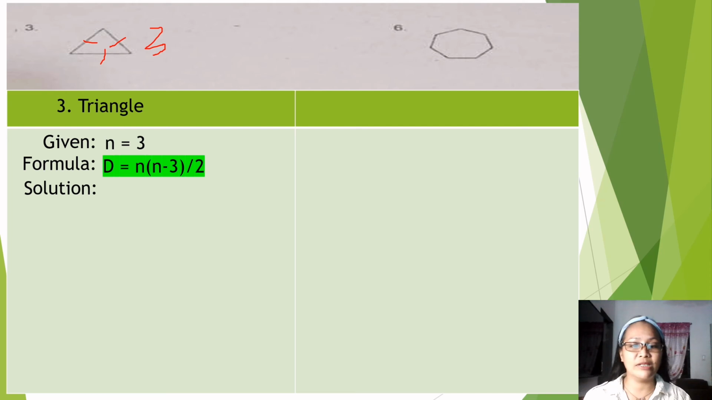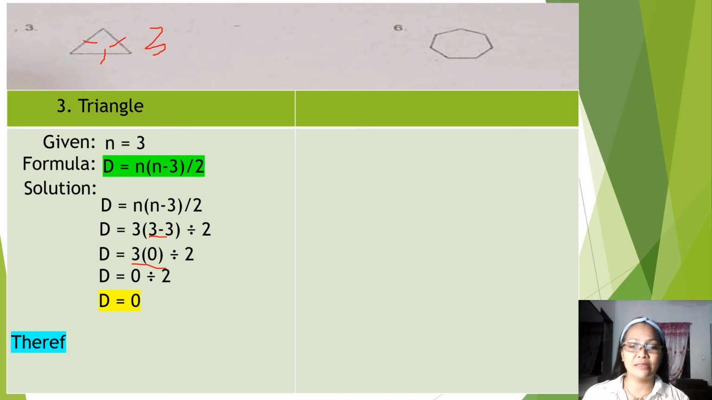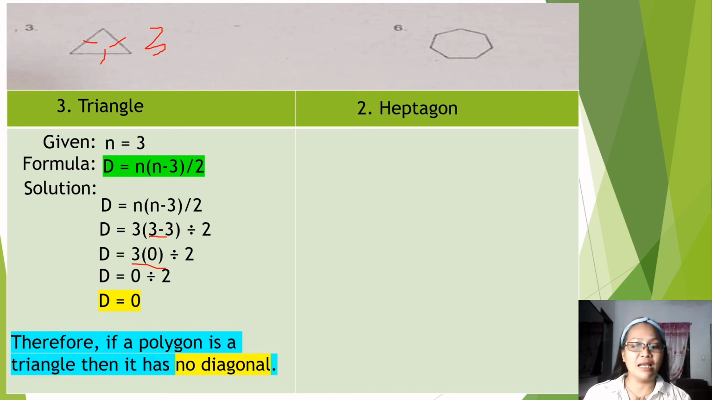And solution, first we need to copy the formula as our guide and then substitute the given. So we have now D is equal to our N is 3. So 3 times (3 minus 3) divided by 2. Then perform the operation inside the parentheses. So we have now D is equal to 3 times (3 minus 3 is equal to 0) divided by 2. And 3 times 0 is equal to 0. And 0 divided by 2 is equal to 0. Therefore, if a polygon is a triangle, then it has no diagonals.